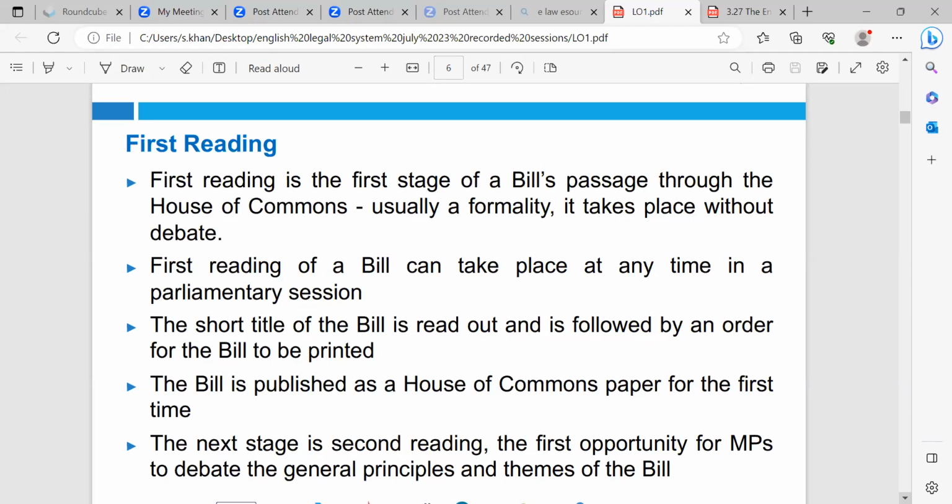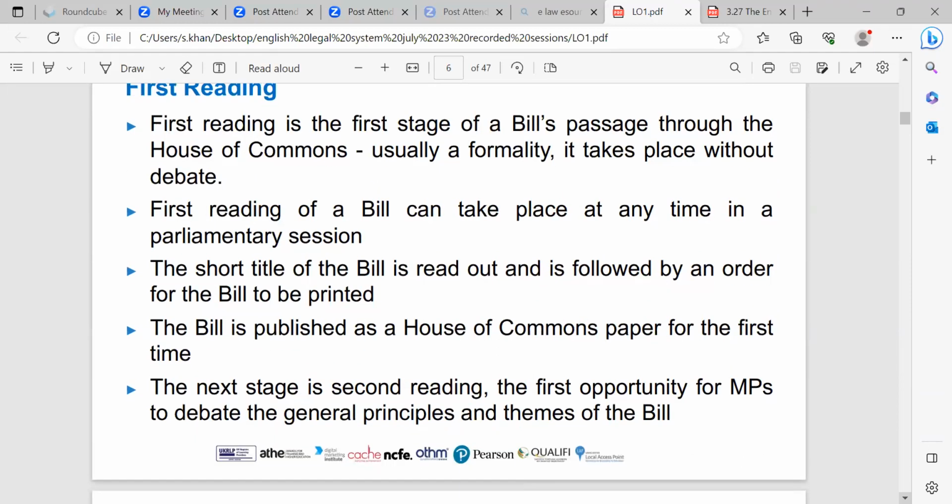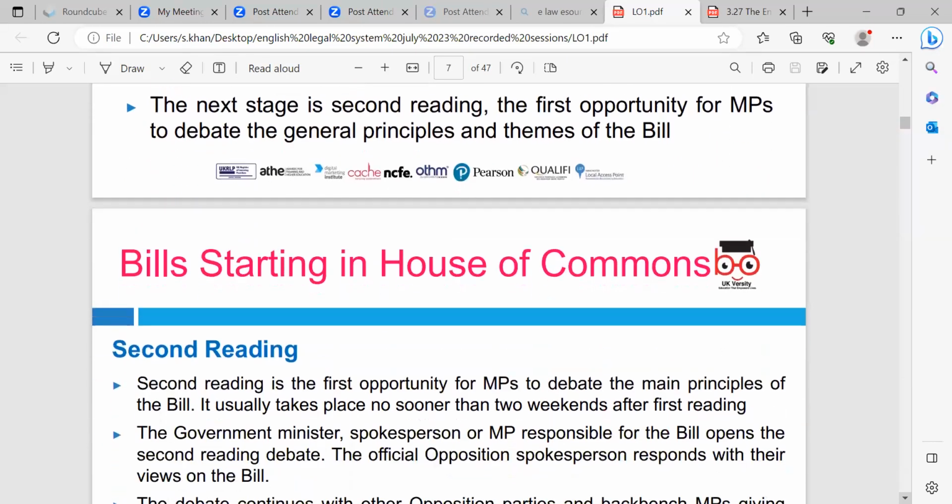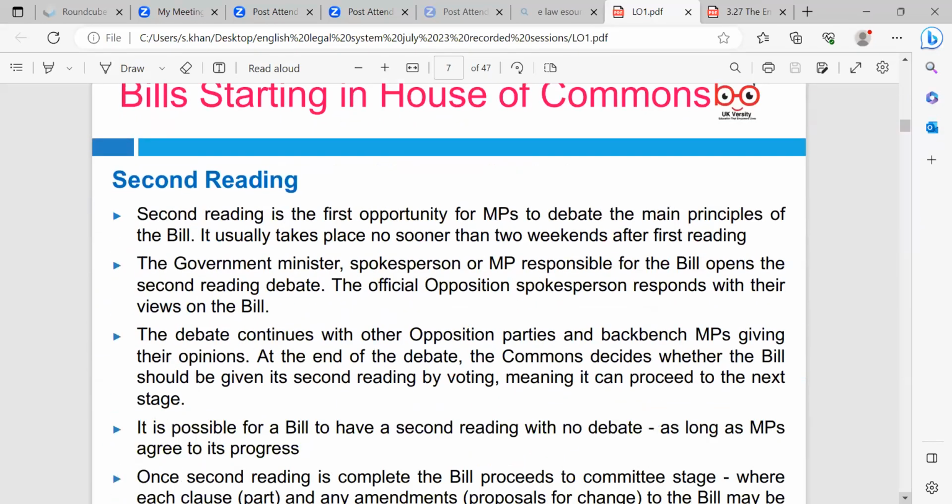The short title of the bill is read out and is followed by an order for the bill to be printed. The bill is published as a House of Commons paper for the first time, and then the next stage, as we mentioned, is the second reading, the first opportunity for MPs to debate the general principles and themes of the bill.